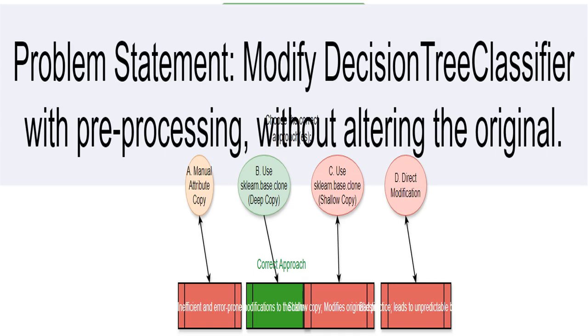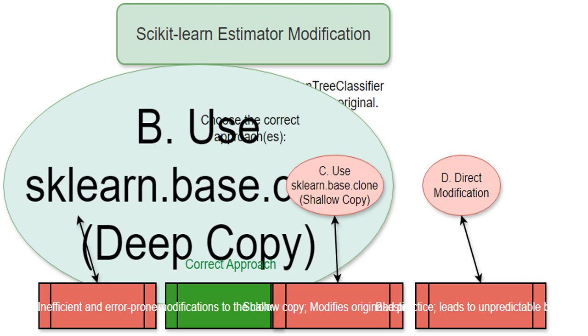I'm exploring different approaches using the Sklearn base clone function. This is key to understanding the problem. I'll create a complete, independent copy of my decision tree classifier using Sklearn base clone. This way, I can add pre-processing to the copy without affecting the original estimator. This is the correct approach.